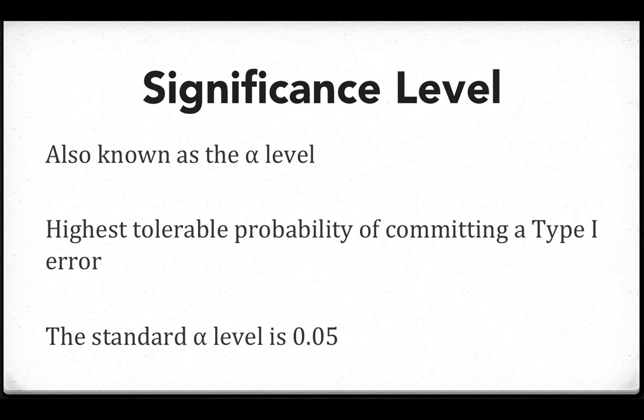Studies in which making a type 1 error would be more dangerous than making a type 2 error may use a smaller alpha level. For example, a lot of medical research uses an alpha level of 0.01 or even 0.001. This makes it less likely that we would commit a type 1 error.